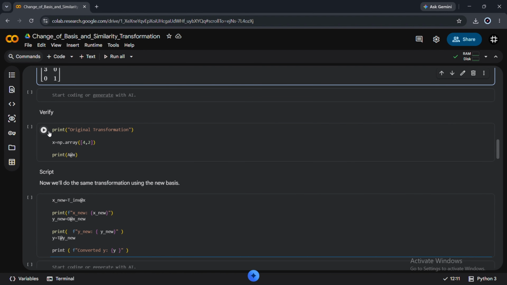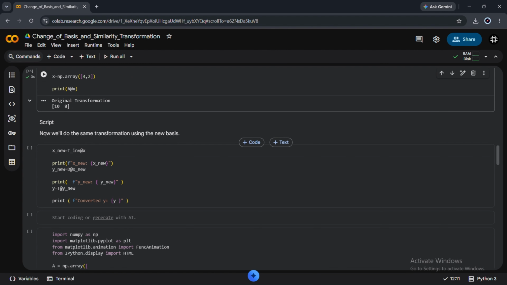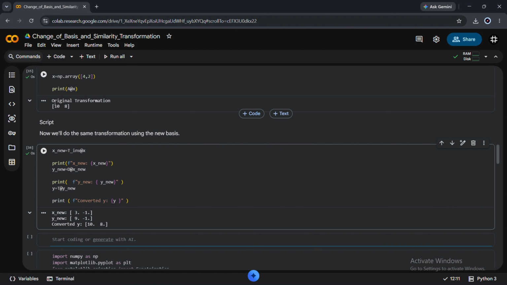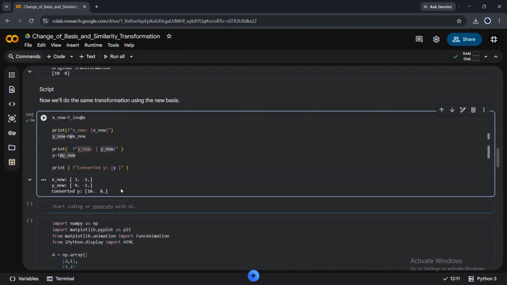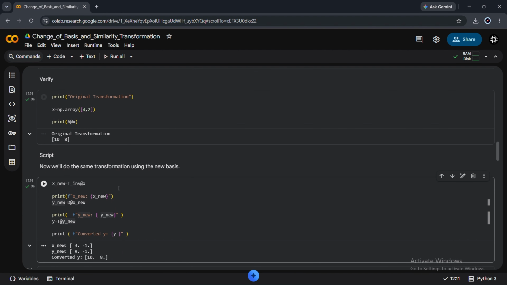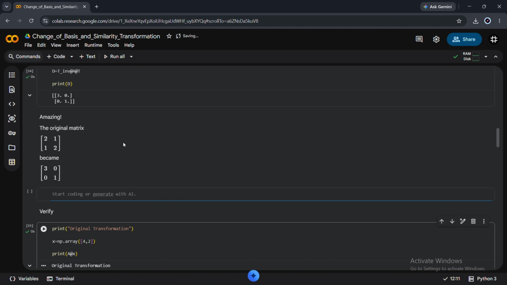So let's verify that both matrices perform exactly the same transformation. Here, we'll get the original transformation. And now we'll do the same transformation using the new basis. And after running this code, we'll get this converted matrix. Notice that the final answer is exactly the same whether we use the original matrix or the transformed matrix. The result doesn't change. The only thing that changed is the coordinate system.